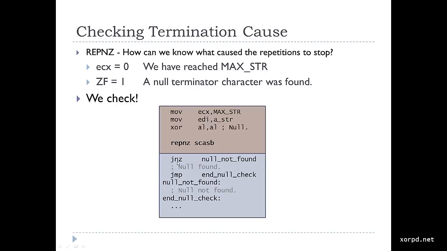So we can just use this instruction, JNZ null not found, which is going to jump to null not found if the zero flag equals 0. However, if the zero flag is 1, which means that a match was found, we are going to slide to this location, which is marked by this comment, null found. Basically, this is just a big if-else construct. In this part of the construct, we have the null found case, and in this part we have the null not found case.